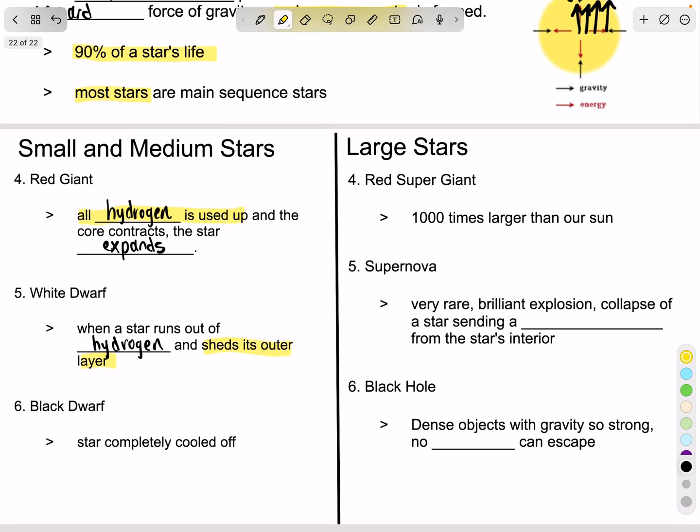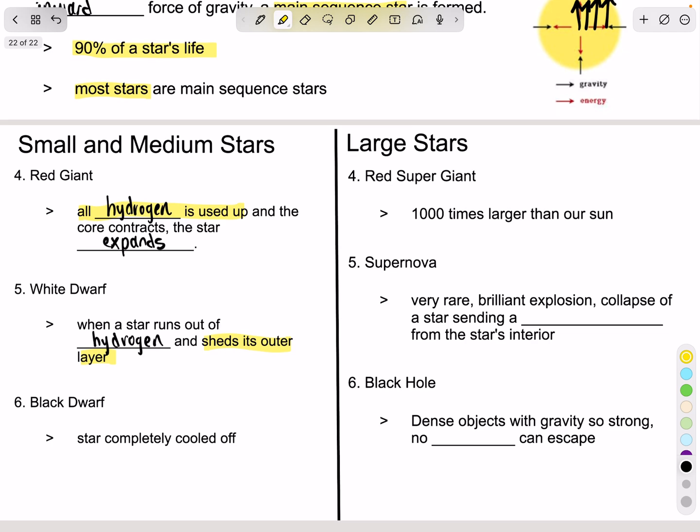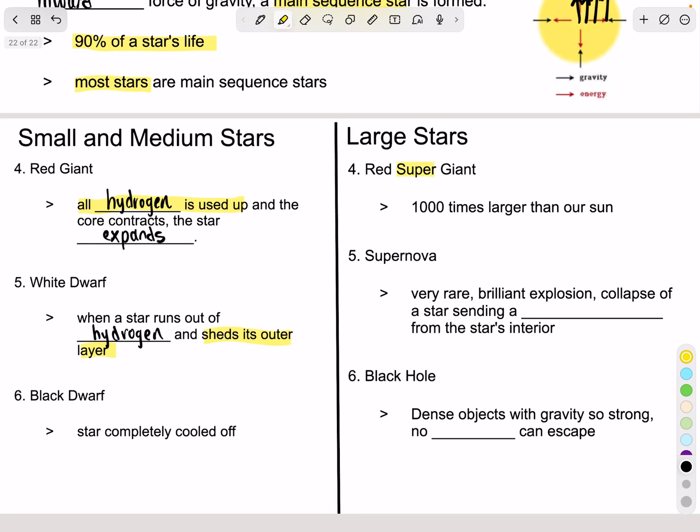Going over, so restarting, we're in our main sequence phase. For large stars, they turn into a supergiant, a red supergiant. And in order to get a picture of this, that is 1,000 times larger than our sun. So these are really, really large stars. And then from the red supergiant, the only thing that they can do is turn into a supernova. And that's a very rare, brilliant explosion.